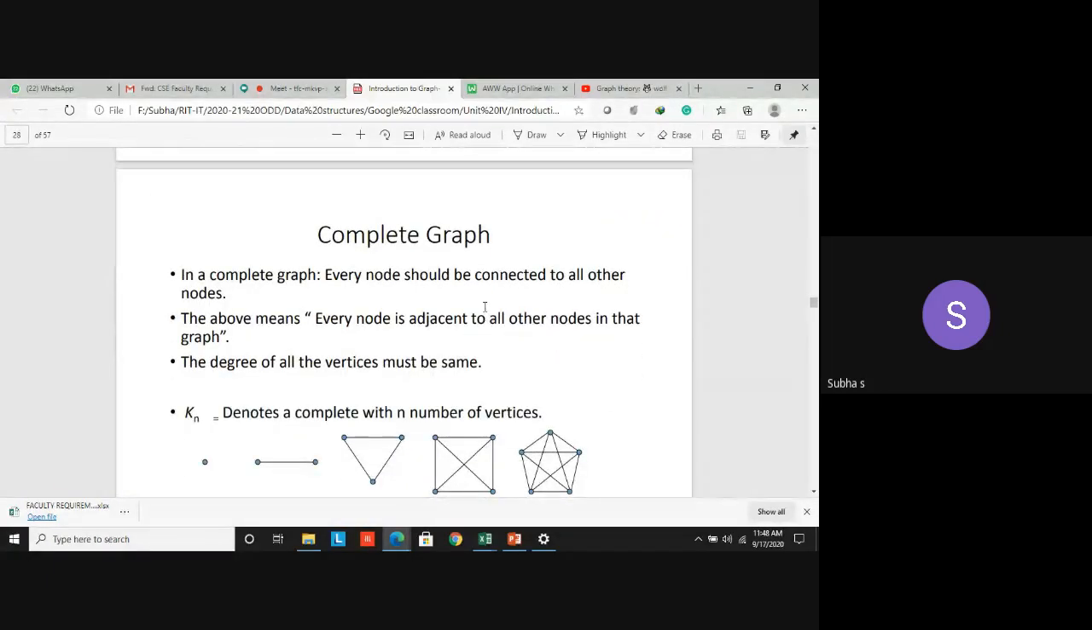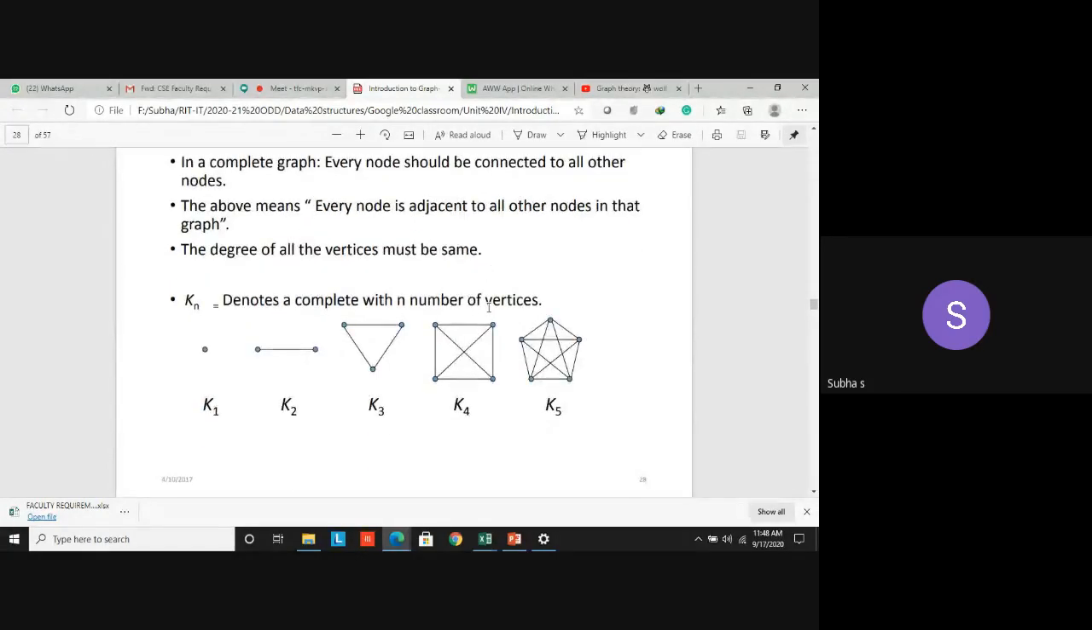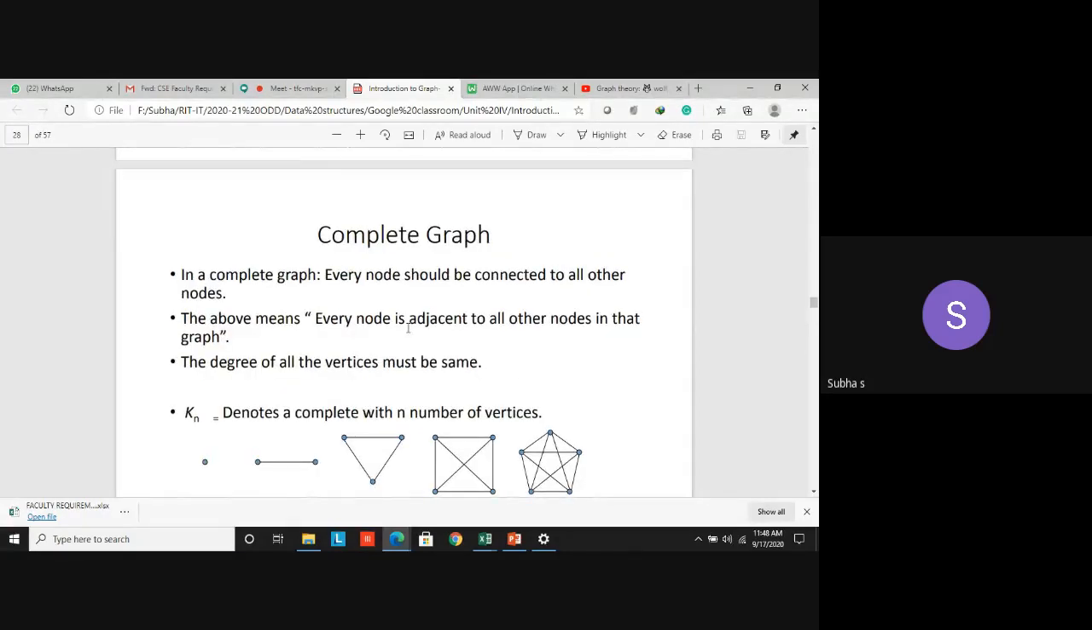So these are the definitions. Every node should be connected to all other nodes. That means it should be adjacent to all other nodes. Then what will happen? If every node is adjacent to all other nodes, then the degree must be the same. What is the degree? The number of edges that are incident on a particular node. You can calculate degree for both directed and undirected graphs. For a directed graph, you have to calculate in-degree and out-degree.